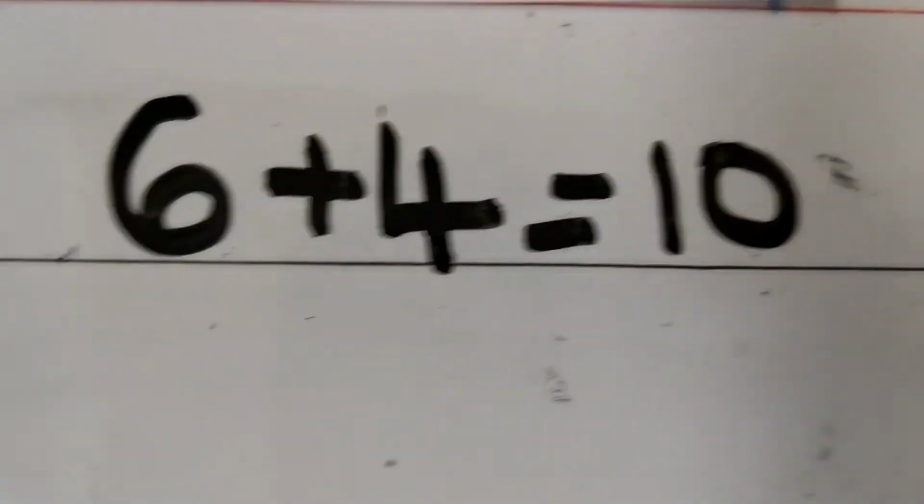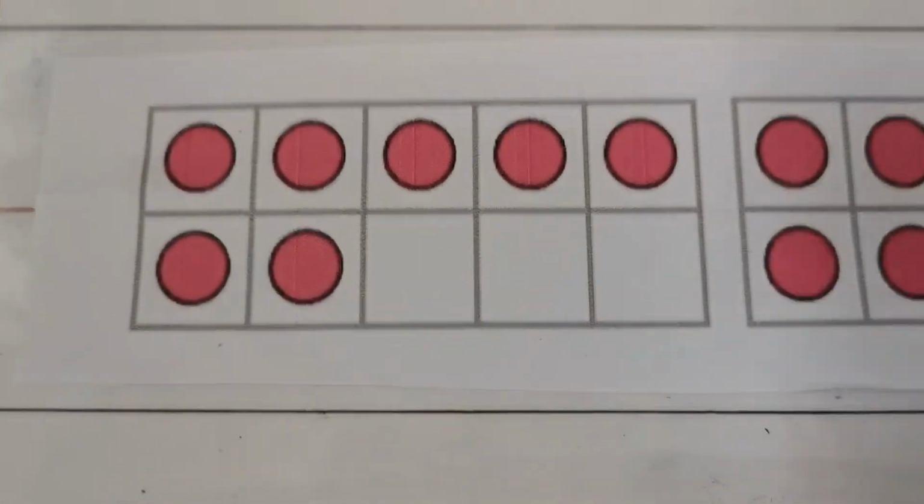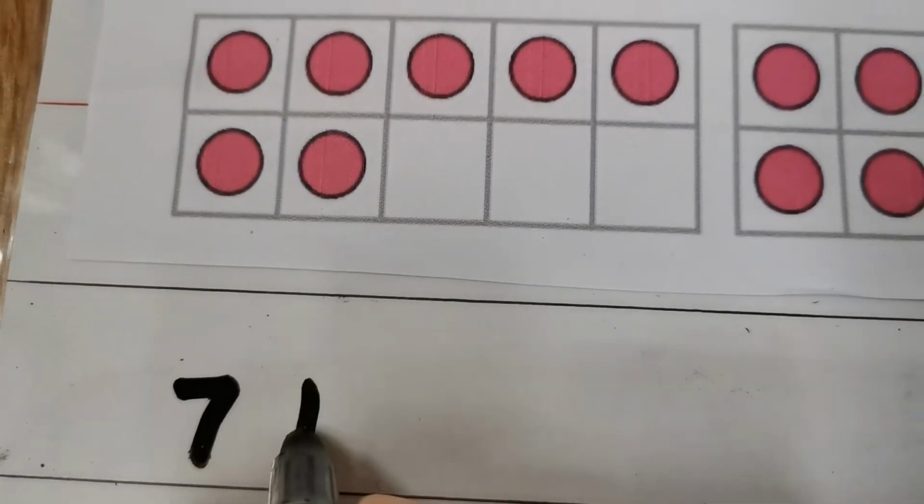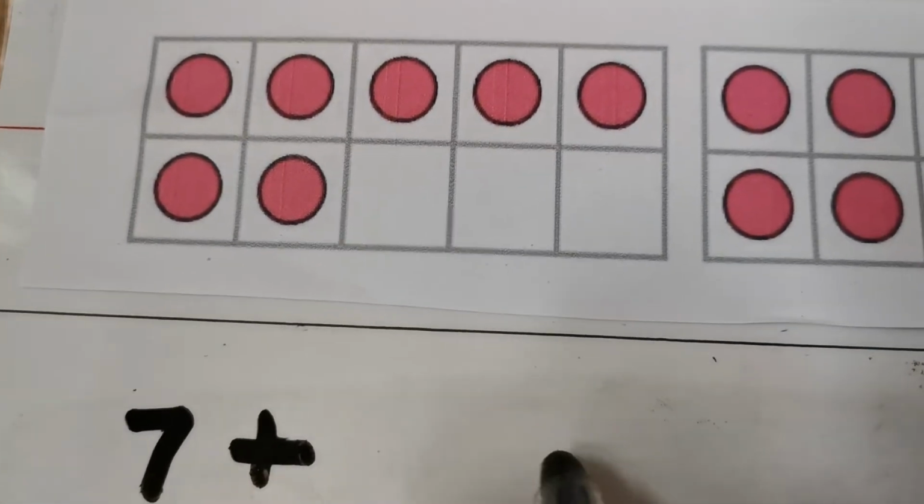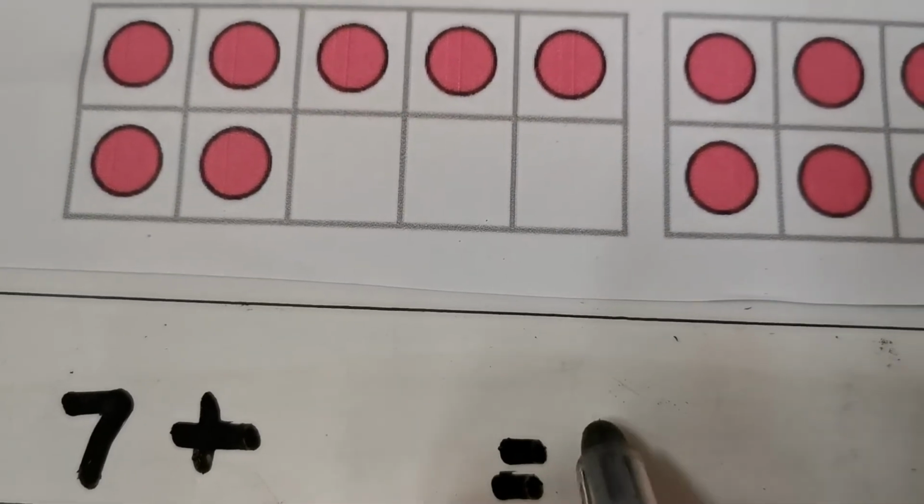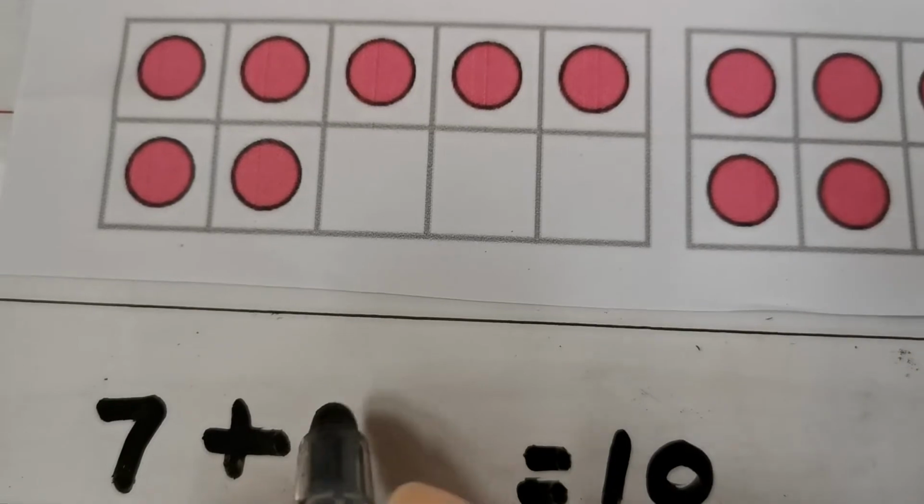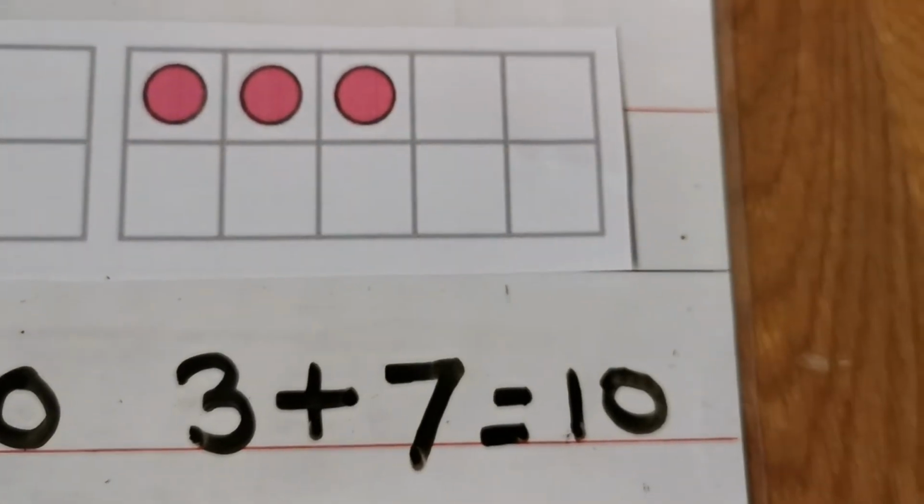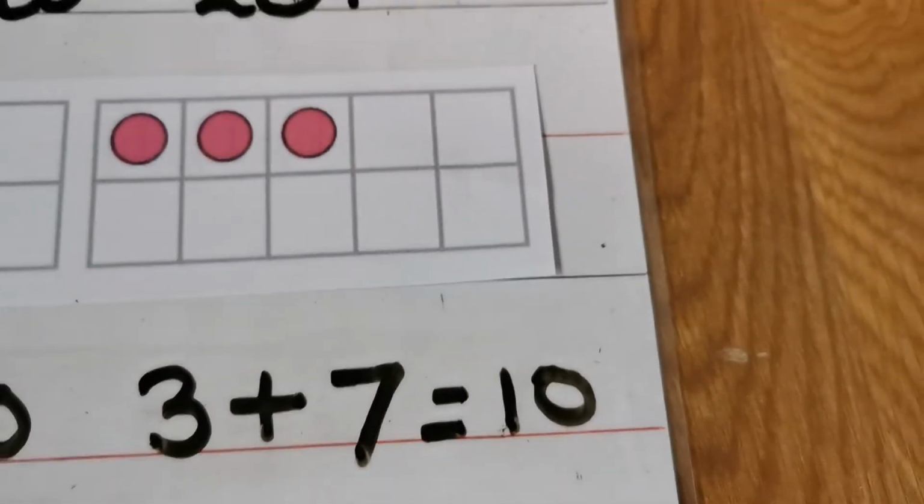So after 6 comes 7. So we've got 7 counters. Add, what's the missing number to make 10? How many blank squares are there? That's right, 7 add 3 equals 10. I'm going to back up here, look and find the switcher. 3 add 7 equals 10.